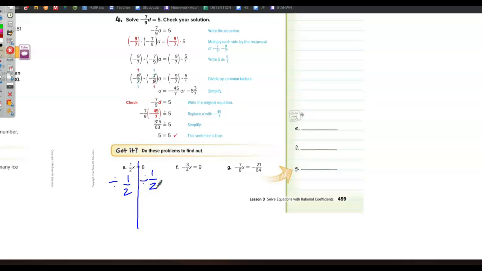Keep, change, flip. Which number do I keep? The 8 over 1. You keep the one that's by itself, 8, times what? 2 over 1, because you flip it. What do I put 8 over? 1. 8 times 2 over 1. So my answer is just 16. Good.